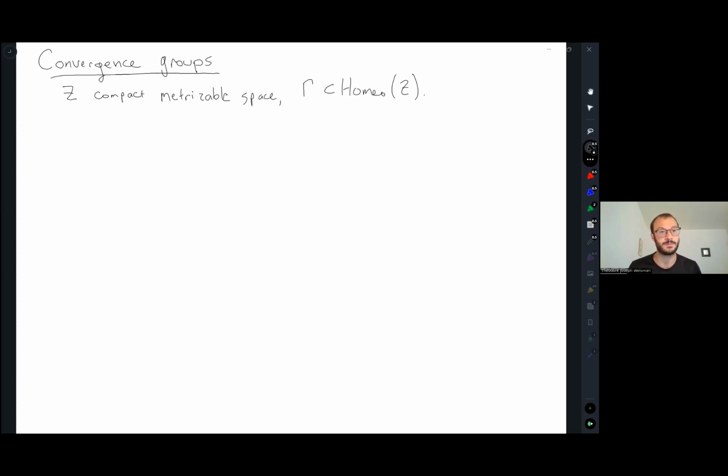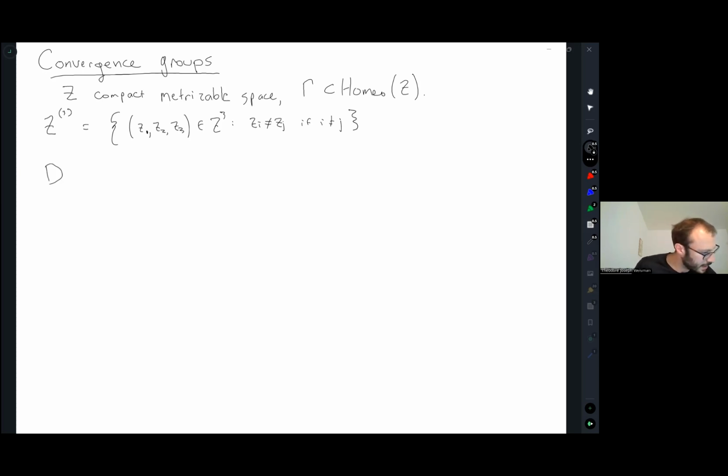So the setup, the context for where you define a convergence group, is with some group Gamma of homeomorphisms acting on some compact metrizable space Z. Right now, we have no extra assumptions on Z, and we only know that Gamma is just acting by homeomorphisms. It preserves no other structure on Z besides the topology. So I'm going to define this space Z^(3), the space of distinct triples in Z. To be precise, that's the space of triples (z1, z2, z3) in Z which are pairwise distinct, that is, zi is different from zj if i is not j.